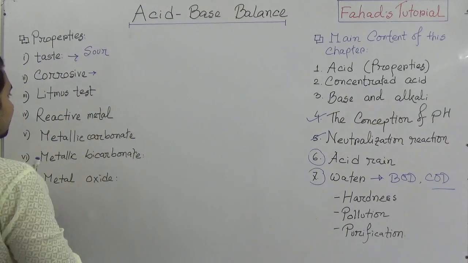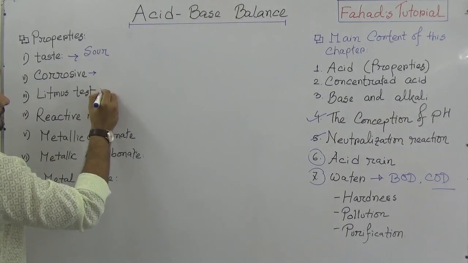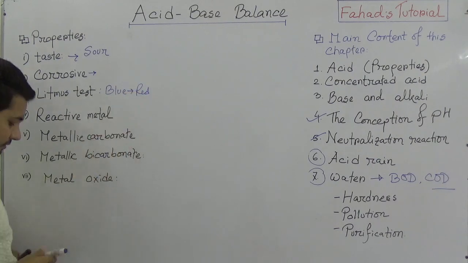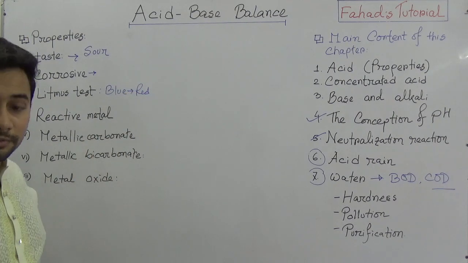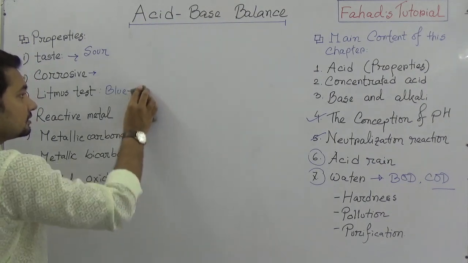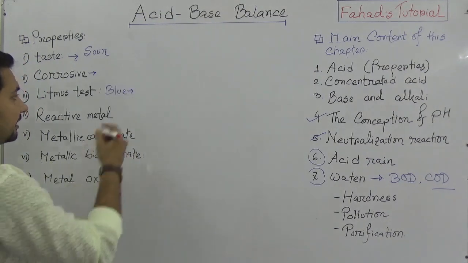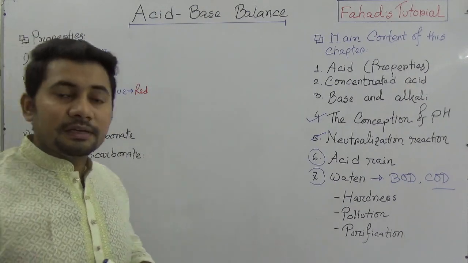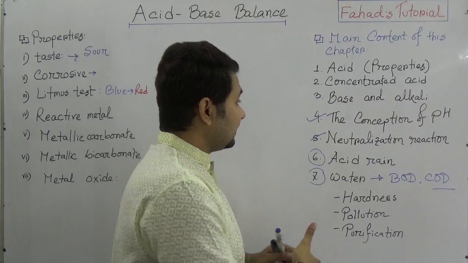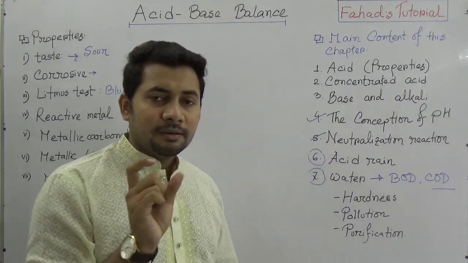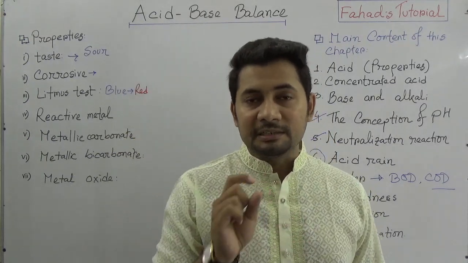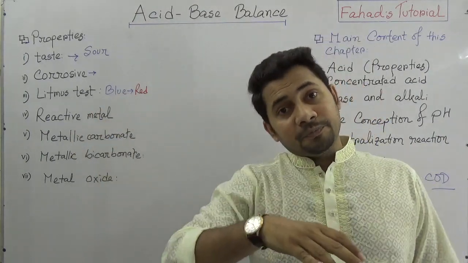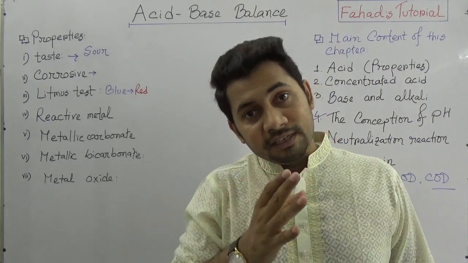So we can say that litmus paper would be blue to red. So this is very important, blue to red. So we can simply use also another pen like this, blue to red. In the litmus test, I will definitely explain it in the concept of pH, about the litmus paper or litmus test or measuring pH. I will explain how the acid turns blue litmus paper to red.